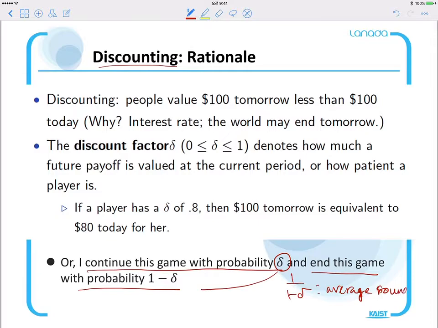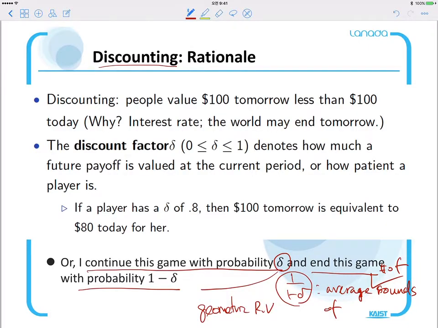average number of rounds of the game, right? Because this is a geometric random variable. So I continue with probability delta, and I end the game with probability 1 minus delta. So the average number of rounds that I will experience is 1 over 1 minus delta. But that's just an average number of rounds.